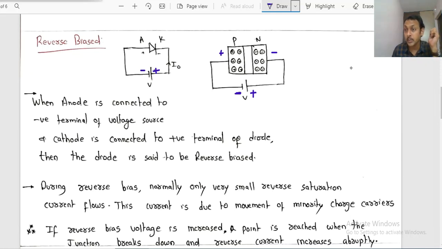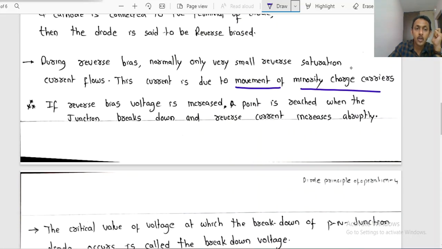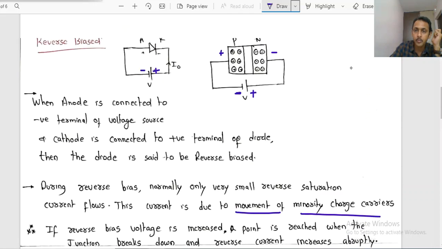Now, still under reverse bias condition, due to the movement of minority charge carriers, there will be some small amount of current flow, mainly due to the minority charge carriers. Now there occurs a breakdown when the reverse bias voltage reaches a certain point. The junction breakdown occurs and the reverse current increases abruptly. That is what we can observe in the graph.